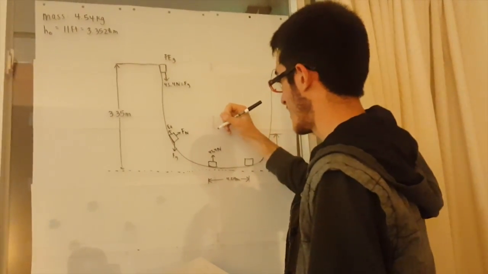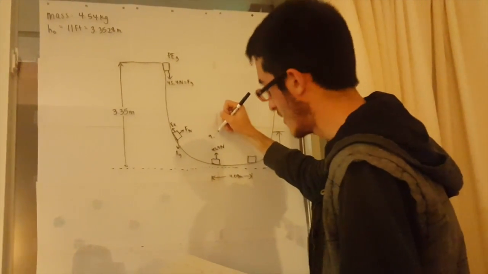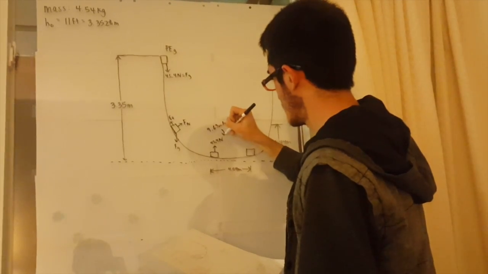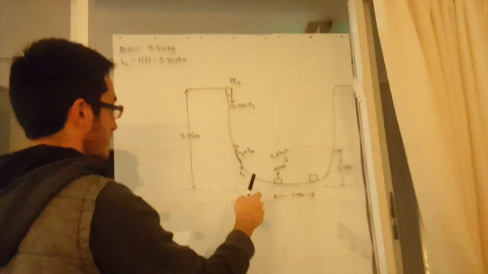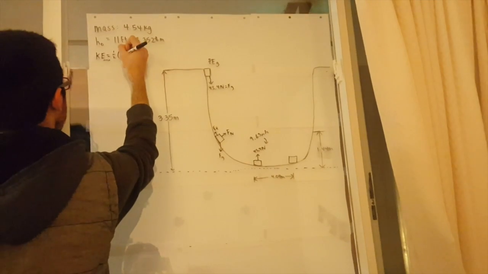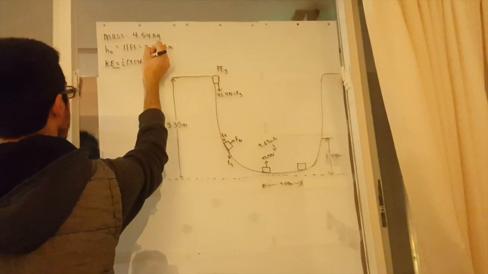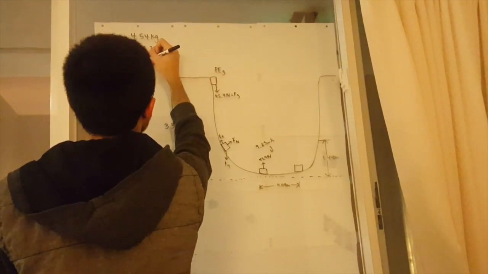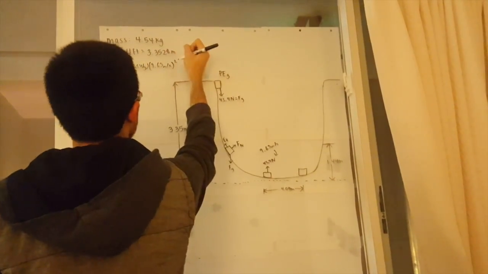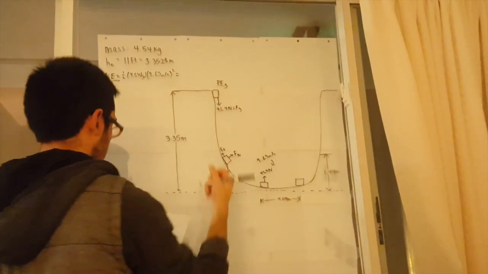So here, when it hits the flat part for the first time, it has a maximum velocity of 9.63 meters per second. So the kinetic energy right there is the maximum kinetic energy it has, and that equals 210.51 joules.